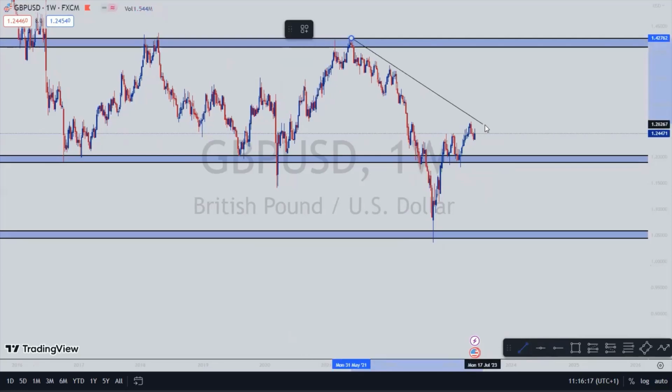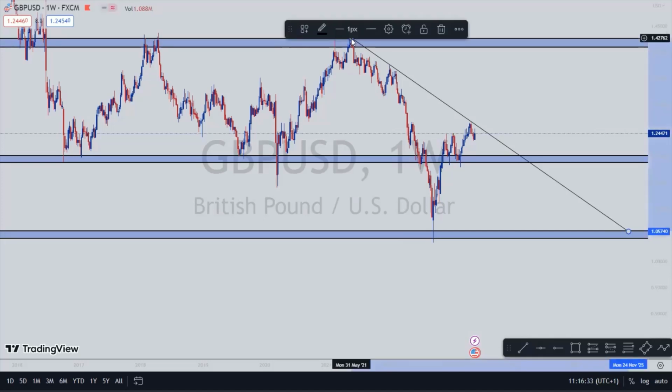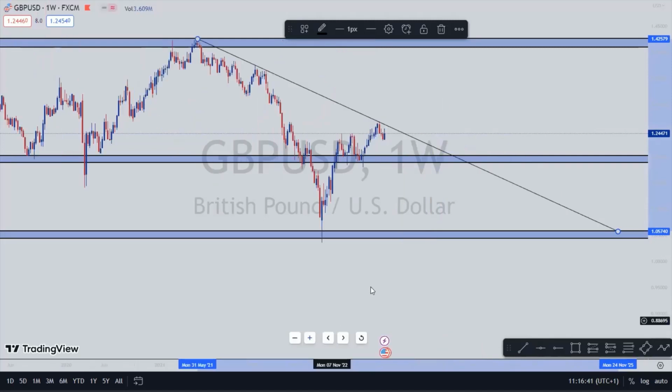I'll draw a trend line from here down to here, and somehow it fits perfectly. That's a good sign. So you have this trend line running from here to here. Everything is pointing down. Good.